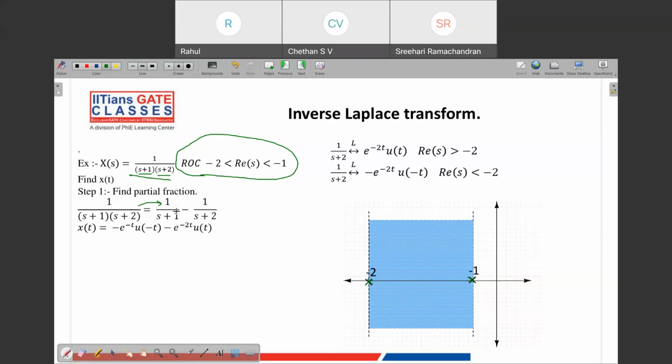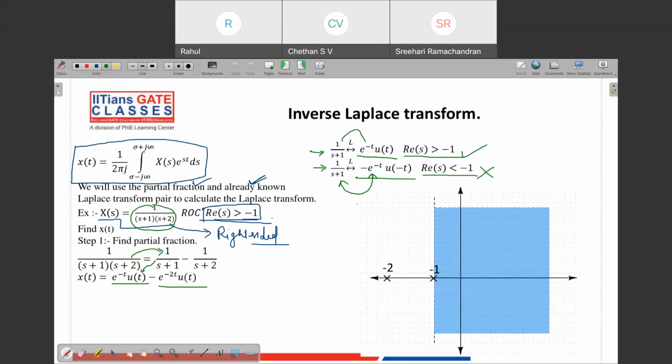So for the first case, which is 1 by s plus 1, your pole is here and ROC is to the left of this pole. So for this particular expression, we should apply the left-sided signal, because for this expression the pole is at -1, which is here, and the ROC is on the left side of it. So we should use the left-sided signal for this expression, and that will be this one. And for this one, this is the pole and ROC is on the right side of it, so we will use the right-sided expression. In the last slide, for both poles, ROC was on the right side, and that's why we chose the right-sided signal for both of them.